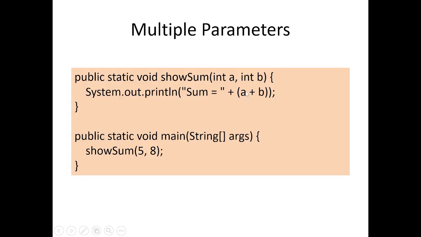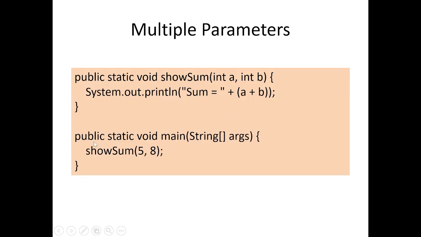Okay, next one is the multiple parameters. This is another example. In the previous example we had only one parameter. In this one we have two parameters, A and B. If you have two parameters, you can use this kind of method: int A, int B. These parameters you can work with or manipulate in terms of operations. You can use any mathematical operations between these two parameters.